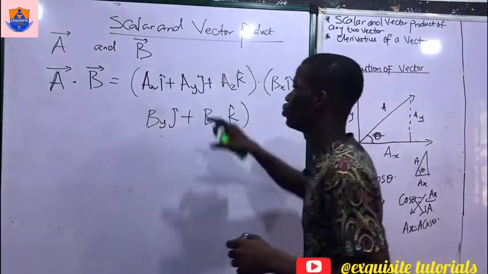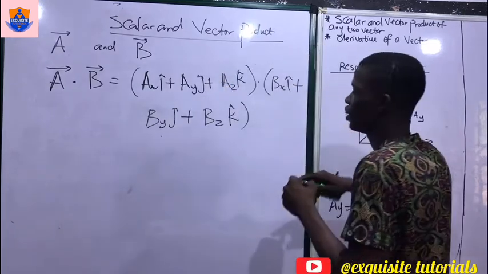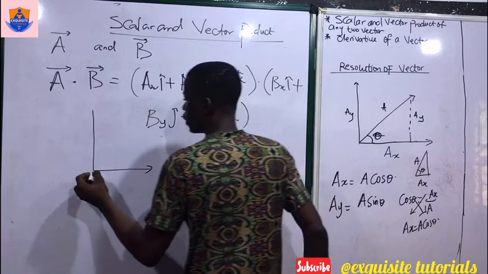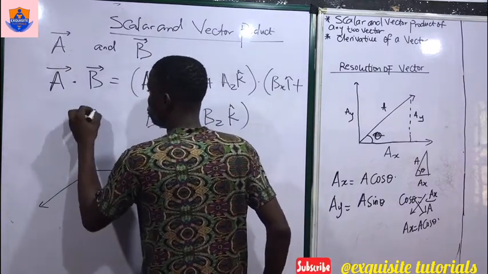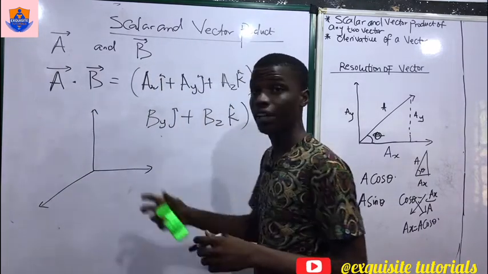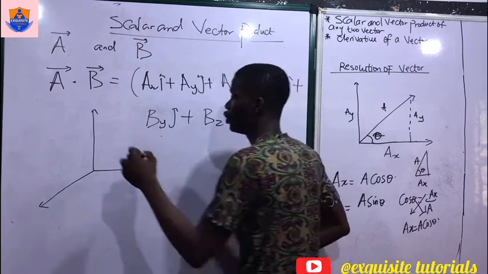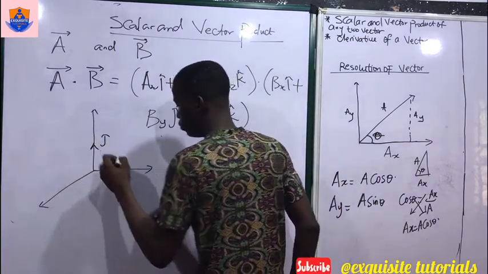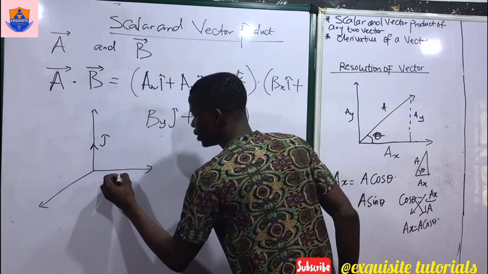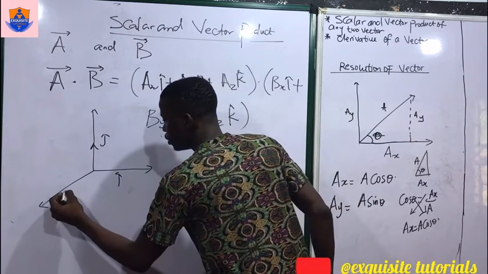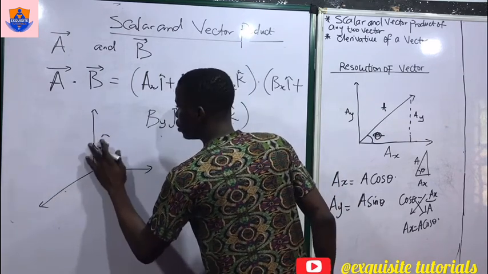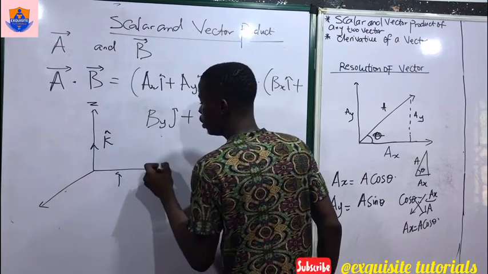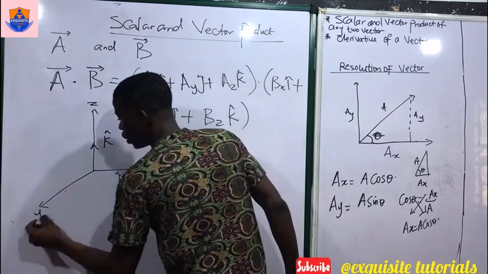So if I'm trying to multiply this scalarly, take note: anytime you are doing a scalar product, you'll be using your rectangular unit vectors. Here is my x, this is my y, which is my j, and this is my z, which is my k, because this is the z axis.